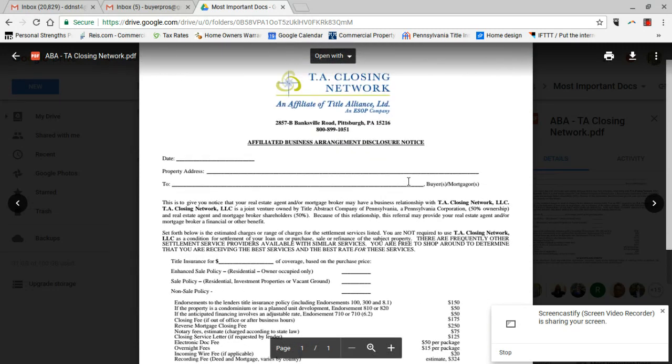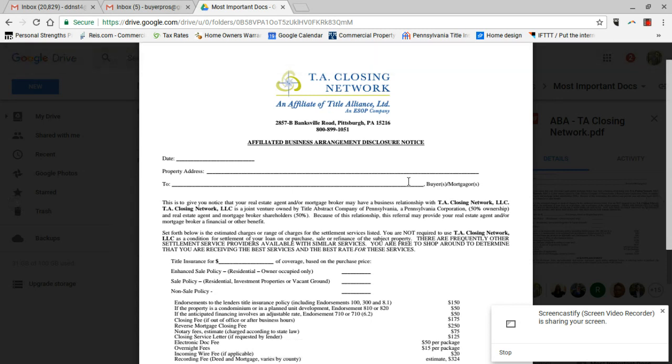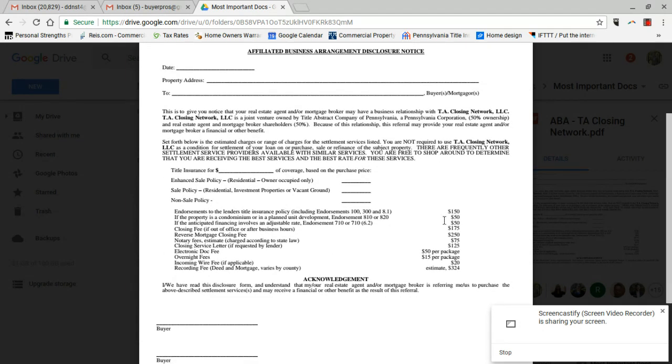So this is when you or the company you work for owns shares in another company and you do referral business with them, you need to have an affiliated business disclosure. So this states that the Dustin Nolf team has an ownership interest in TA Title, and that you're making the buyer aware of it, and it also shows them upfront what the estimated fees are for TA Title. So if you're working with a buyer and you want to do a buyer estimate and you don't know what the fees are, you can refer to this. This helps you, right?